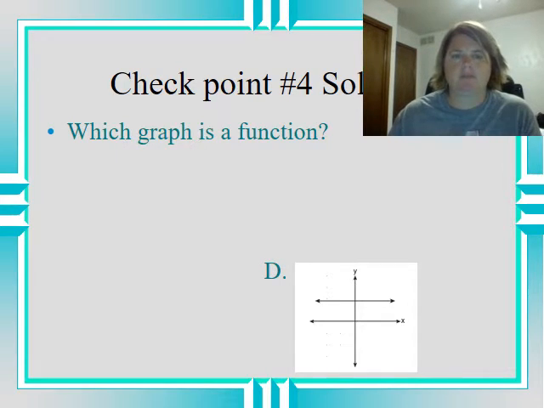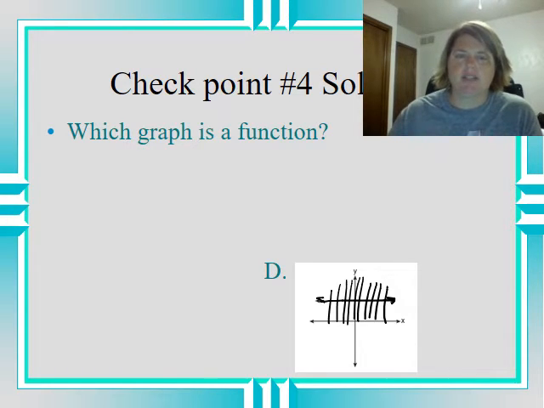All right, so here's a little example. Which graph is a function? I didn't put the other graphs on there. I'm not sure what I was doing. But this one here is a function, right? Here's the line. And no matter where we draw a vertical line through this, it's going to pass through in only one place.